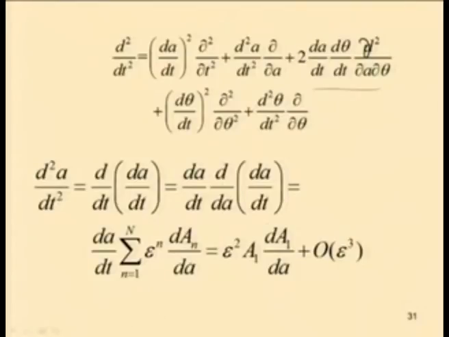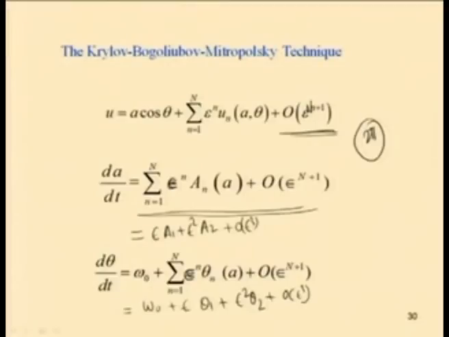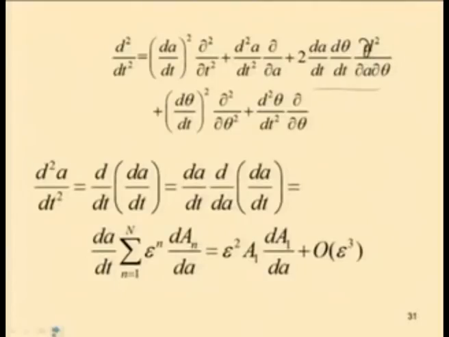So, it will be equal to d by dt of dA by dt, which is the sum over n equal to 1 to n of epsilon n dAn by dA. As we are substituting this dA by dt in terms of An, that is A1, A2, A3, A4 or An, this d square A by dt square can be written as dA by dt times the sum over n equal to 1 to n of epsilon n dAn by dA.